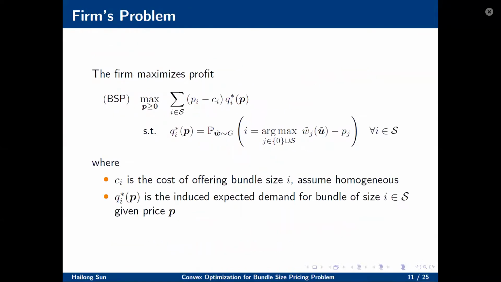Okay, next, let's look at the firm's problem. The firm simply sets prices of bundles to maximize profit. Here, the decision variable is the price vector, and the profit is just the price minus the cost times the expected demand, summed over all the bundle sizes. We assume that the cost of offering bundle size i is homogeneous, which is typically the case for most applications of BSP. And Q_i star of P is just the induced expected demand for a bundle of size i, given price P.